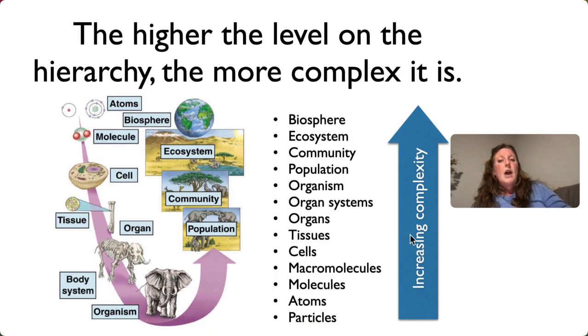Now, one thing to understand about the hierarchy is that the higher we go on the hierarchy, the more complex something is, the more parts it has that we have to understand. So particles are very simple, right? There are 3 of them and they have just a few properties. As we move up, each one of these becomes increasingly complex.